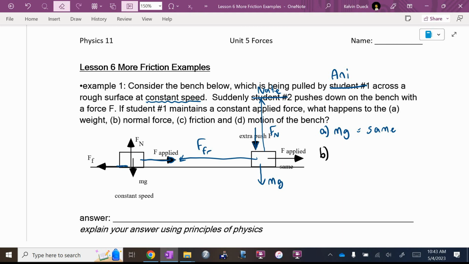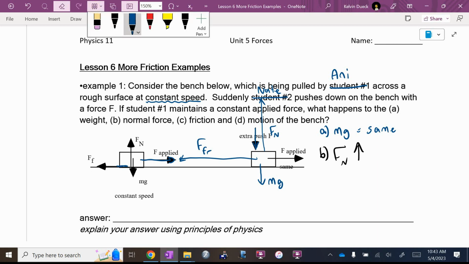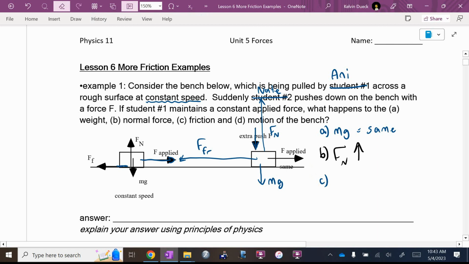What about the normal force in the second situation? Did that change? Yes. Normal force had to increase. My abbreviation for increase or gets bigger is an arrow pointing up. Annie, you already pointed it out. What happened to friction then? Yep.